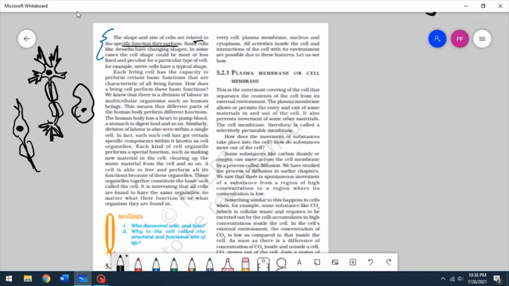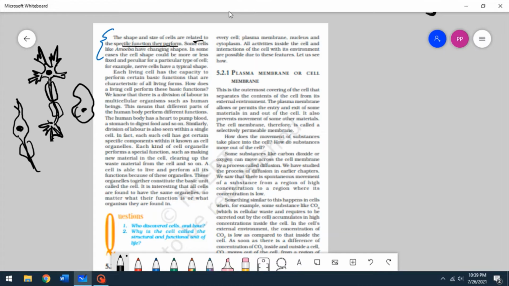Alright, and some cells like amoeba have changing shapes. Alright, and that is also for a specific function, because it has to take in food, and it can only take in food when it keeps changing its shape, right? That is the whole meaning of this part of the lesson, and it's very important to understand the significance of the different shapes of cells.